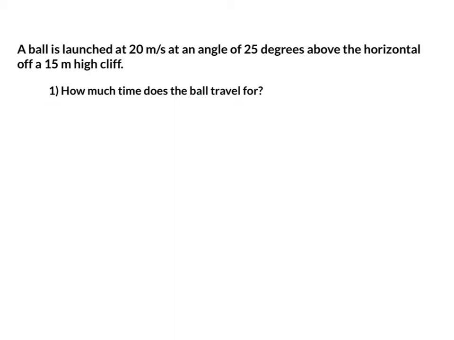So starting off, let's draw what's going on to get a good picture of it. So we have our cliff and we have a ball being launched up at an angle, and then it's going to, of course, fall down. This isn't a grade drawing, but you get the idea.